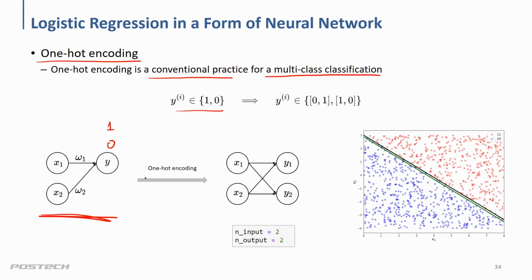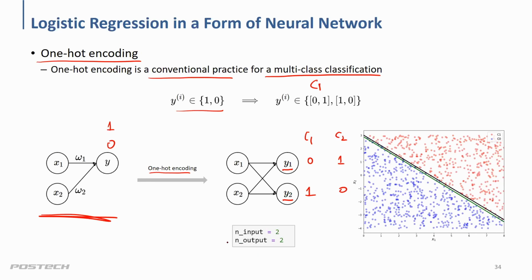If y is equal to either 1 or 0 to represent the different classes, then by doing one-hot encoding, I want to add 2 neurons in the output layer. Say in class 1, it will be 0, 1. For class 2, it will be 1, 0. So that's how we do one-hot encoding.